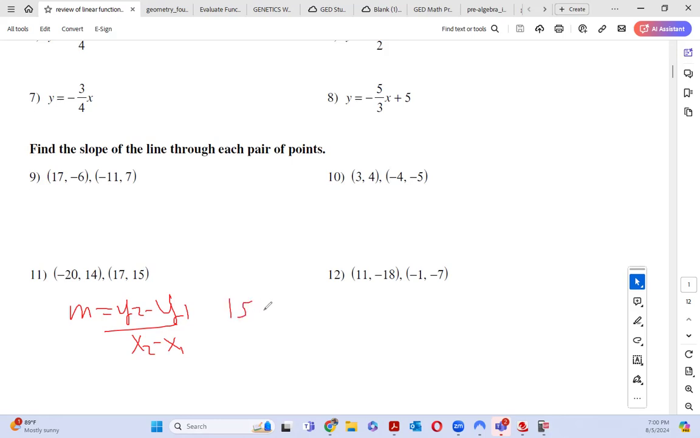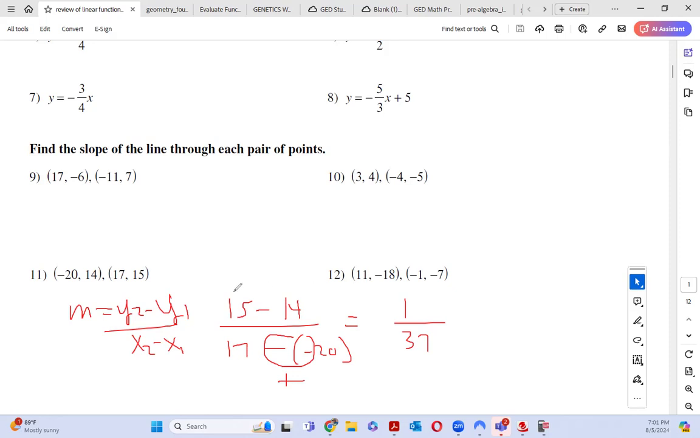Y2, 15, minus Y1, which is 14. Yeah, that's why X2 is 17, minus X1, which is minus 20. 15 minus 14 is 1. Two negatives make a positive: 17 plus 20. So the slope of this line for number 11 will be 1 over 37.